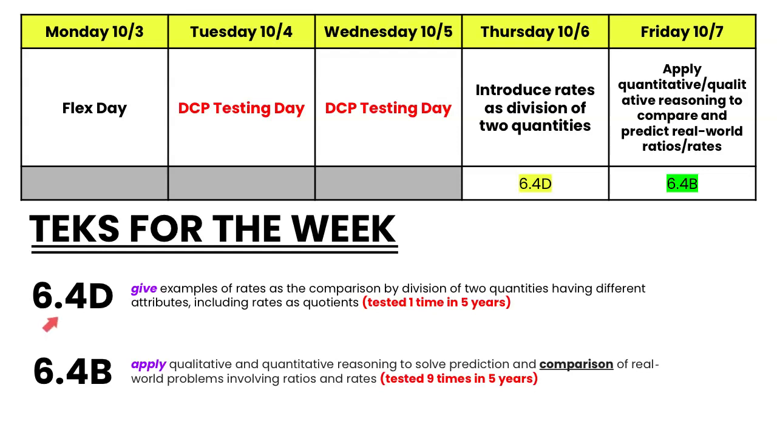For 6.4D, you'll notice that the frequency is very low. It has only been tested one time in 5 years. So we're not going to define our win for the week on 6.4D. Instead, we're going to define the win with 6.4B because that TEK has been tested 9 times in the last 5 years as a readiness standard.